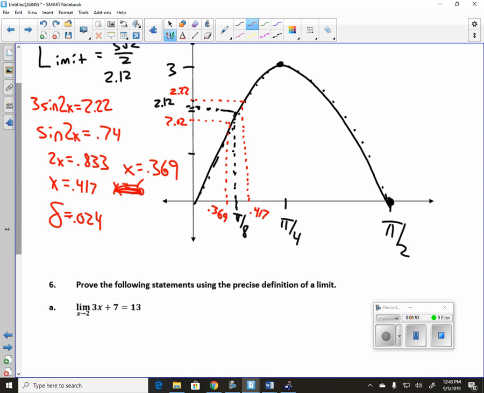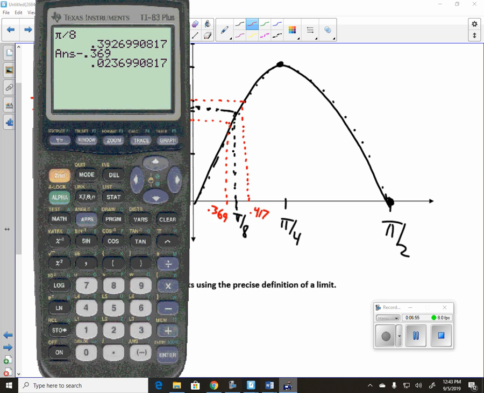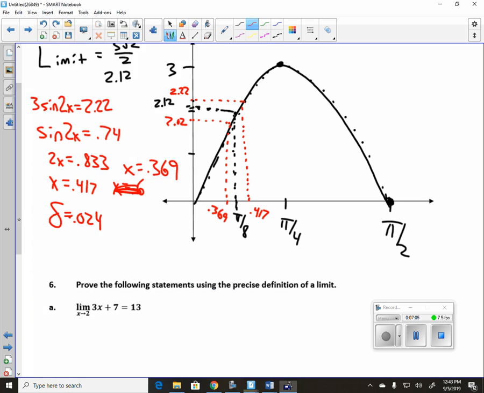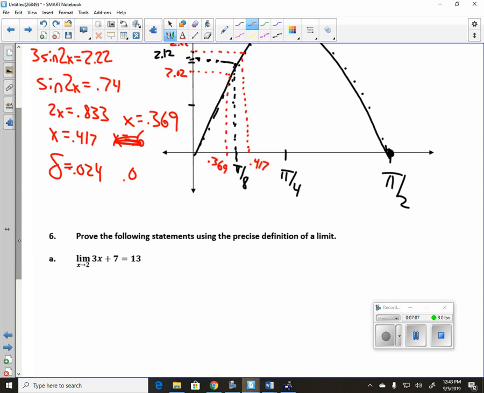I'll do another one. We'll do 0.417. We'll subtract that from pi divided by 8. I get 0.024. Delta equals 0.024. So we were able to find the delta, so we won.